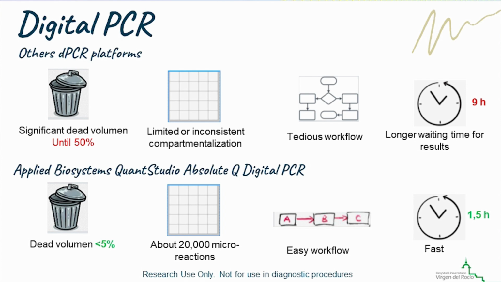One of the great disadvantages of the old digital PCR platforms was the significant dead volume, limited or inconsistent compartmentalization, a tedious workflow where different devices were used, and a longer waiting time for results, up to 9 hours. But with the new Applied Biosystems QuantStudio Absolute Q Digital PCR, the dead volume is less than 5%. We have about 20,000 microreactions, the workflow is super easy, and we obtained the results very fast, in an hour and a half.